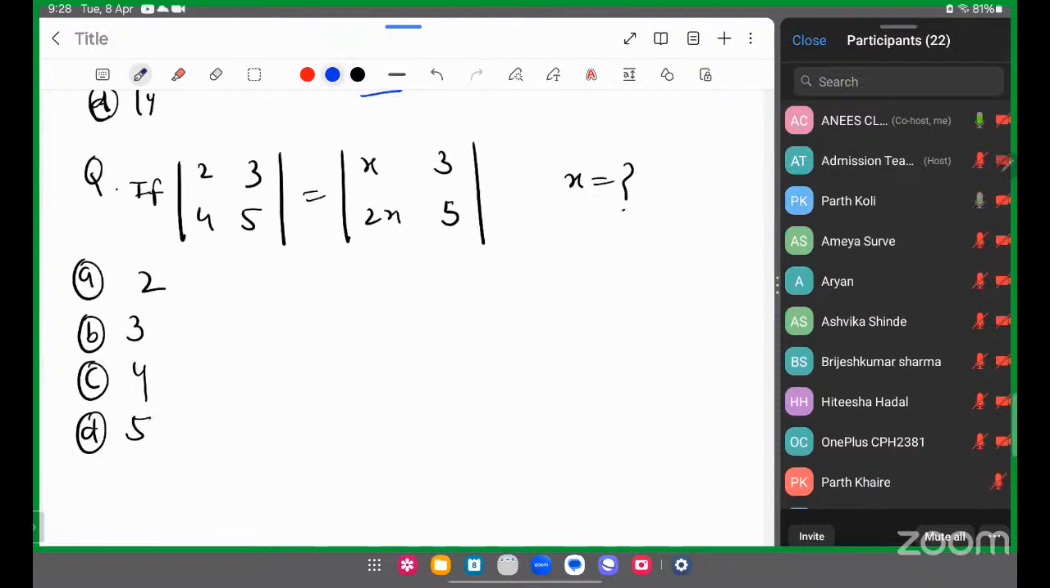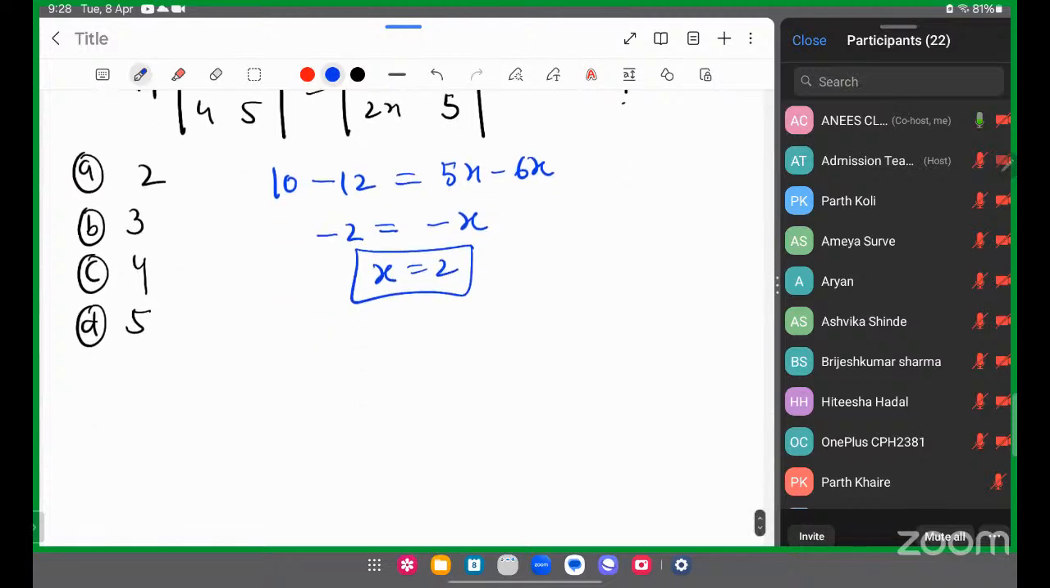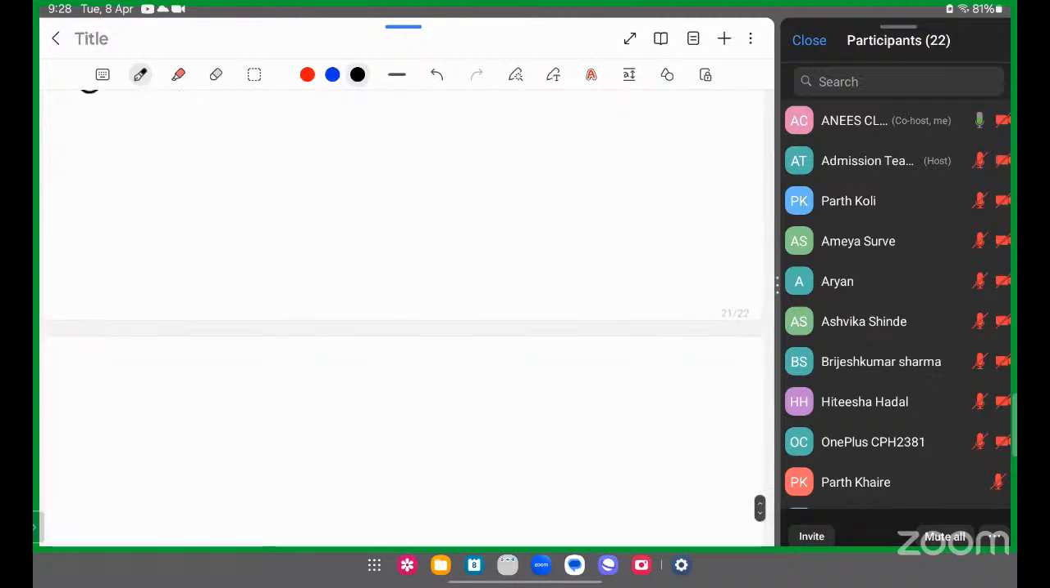So again, this is very simple to solve. This will be what? 2 into 5, 10, minus 4 into 3, 12. And this will be 5x minus 6x. So 10 minus 12, this will be minus 2. So x will be 2. Yes or any doubt? No, sir. Okay.